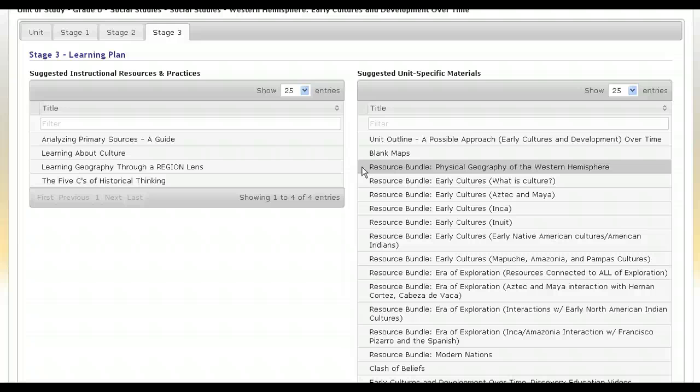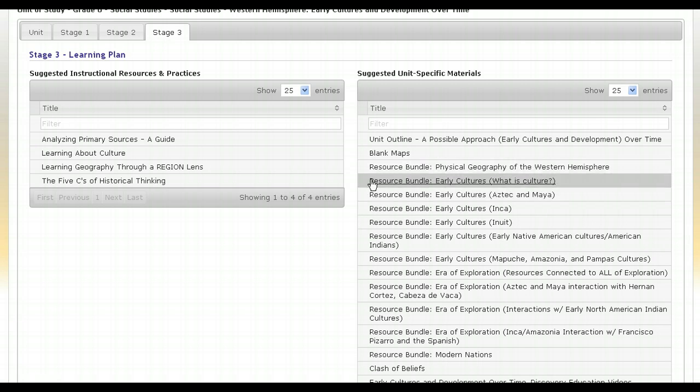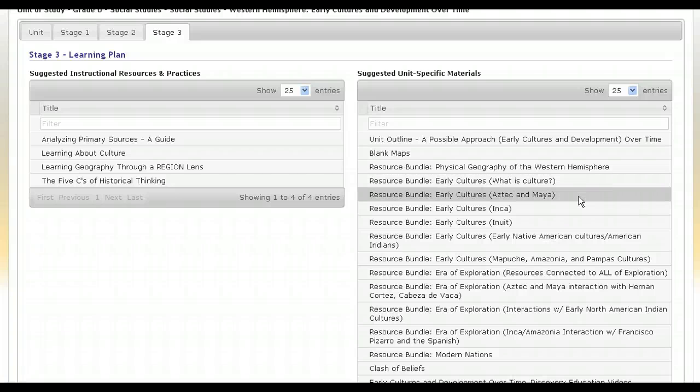Once you shift beyond that physical geography stage, you'll get into a study of the early cultures. So you're going to notice that these next set of resources all say Resource Bundle Early Cultures. But at the very end of the title, you're going to have a clue as to what its focus is. So this first resource bundle is on what is culture, helping kids to understand what culture is. Next, you look at the Aztec and the Maya as early cultures, the Inca, the Inuit, early Native American cultures or American Indians, and some other cultures such as the Mapuche, Amazonia, and Pampas cultures.